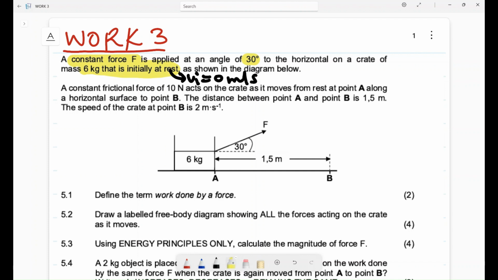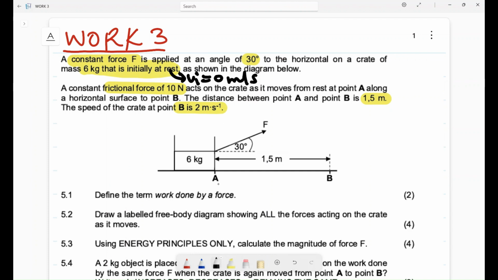Now, a constant frictional force of 10 newtons acts on the crate as it moves from rest at point A along a horizontal surface to point B. The distance between A and B is 1.5 meters. This is the distance covered. The speed of the crate at point B is 2 meters per second. This is the speed.